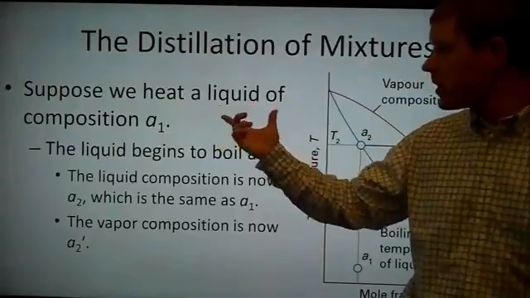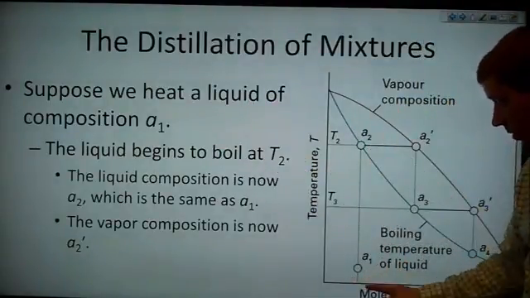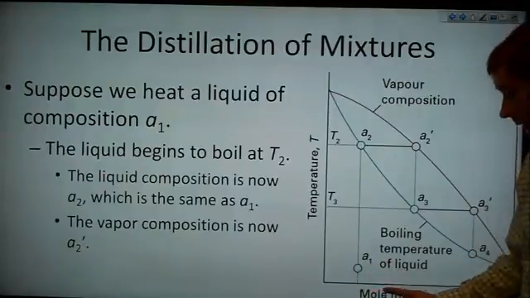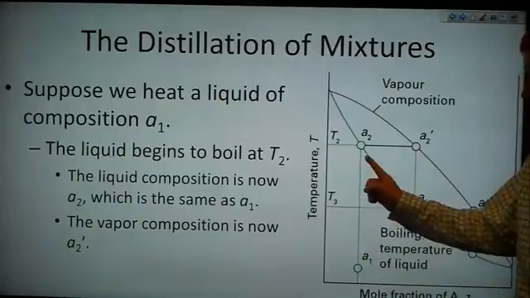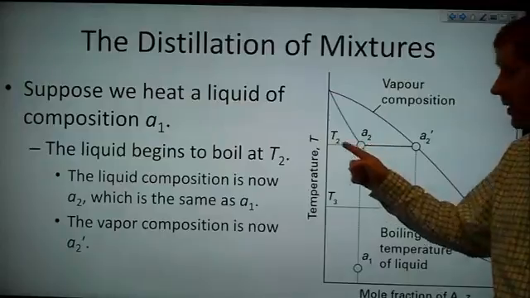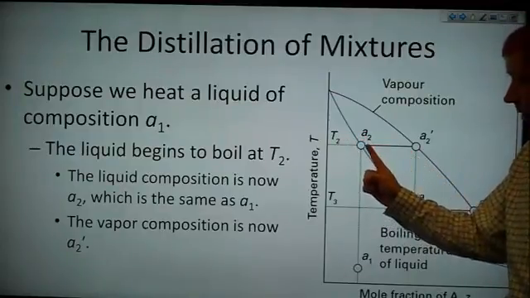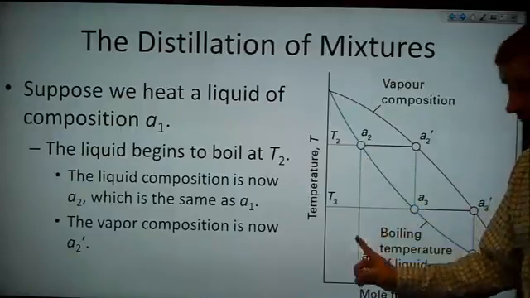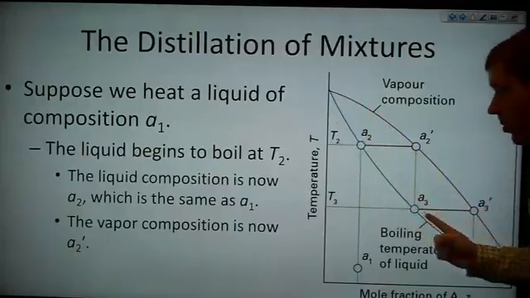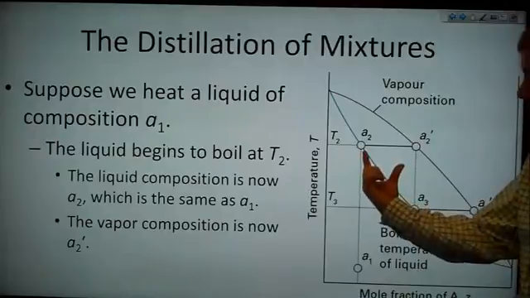Suppose we heat a liquid of composition A1, so we're down here, with some mole fraction. As we heat, we're not changing the mole fraction or the composition, we're just moving up this dotted line. Once we get the temperature up to T2, we've reached the intersection between this dotted line of the mole fraction of A1 and this blue vapor pressure curve, the boiling curve.